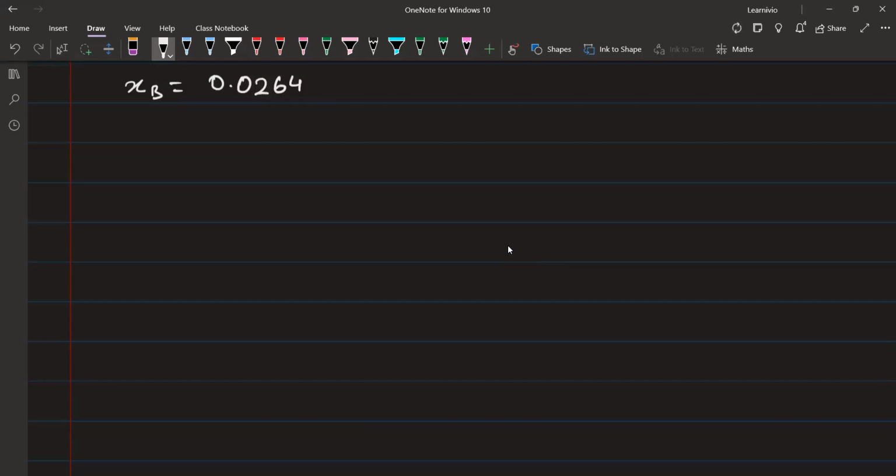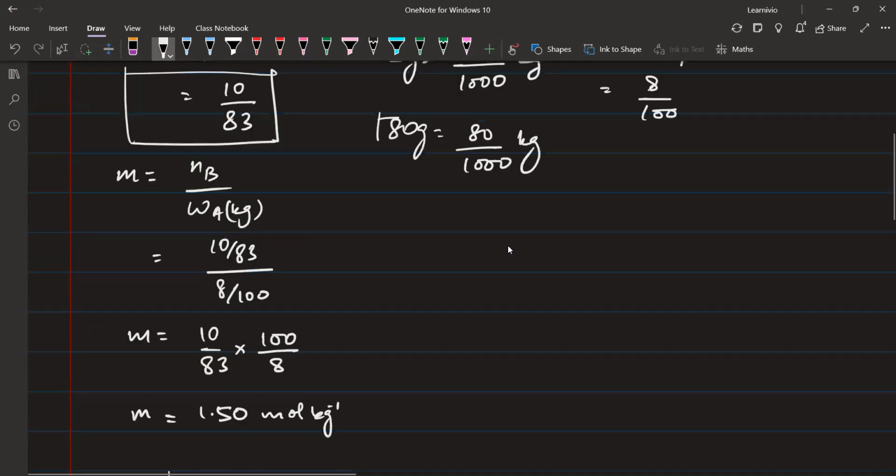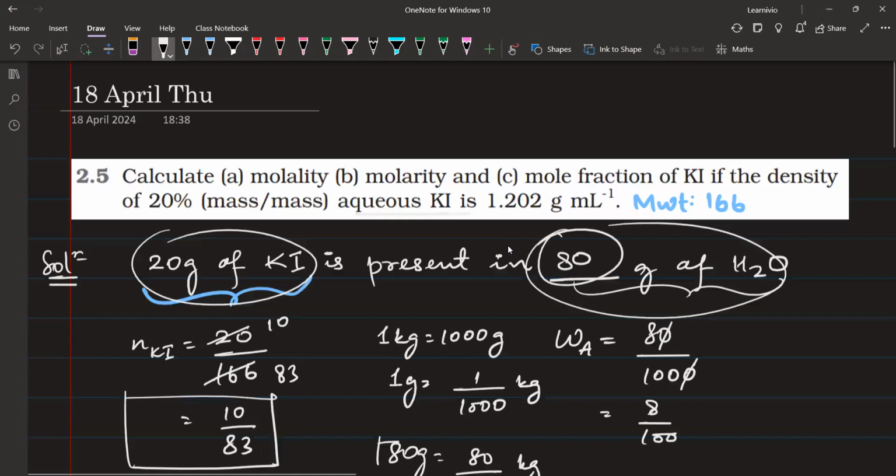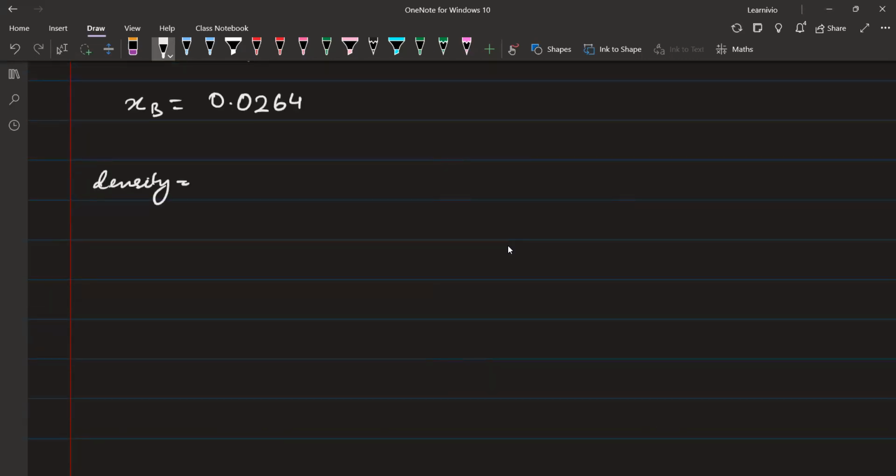Then we have to calculate the molarity. So for molarity, we need the density. Density is given as 1.202, right? But we will not take 1.202, we will just take 1.20. Okay, we are going to take 1.20. Now, does anyone remember the formula for when you have been given the mass percentage that is equal to 20, and you have been given the density? How to calculate the molarity?